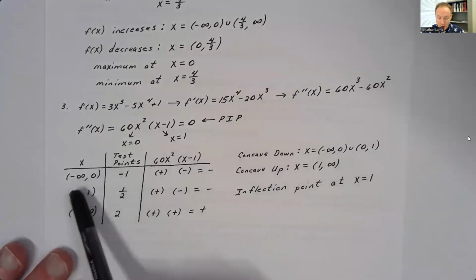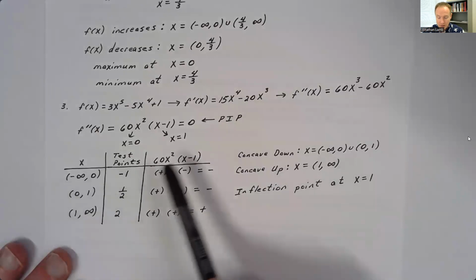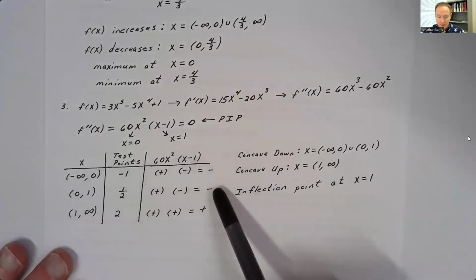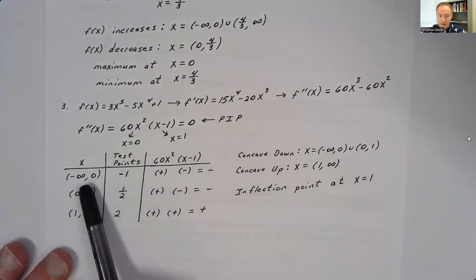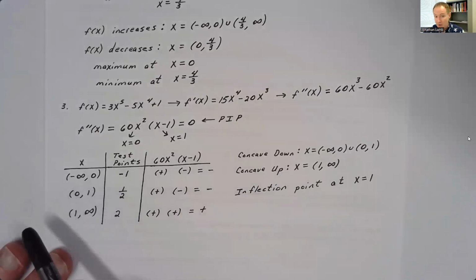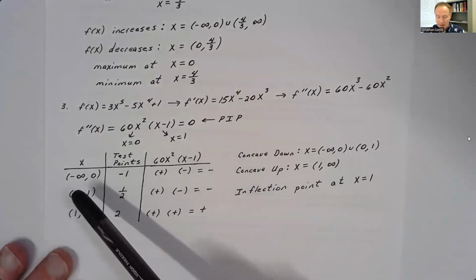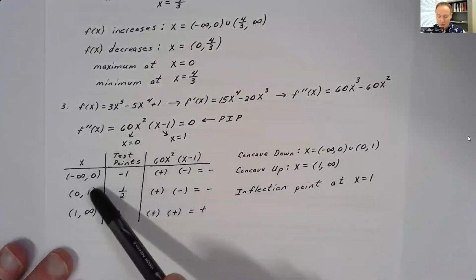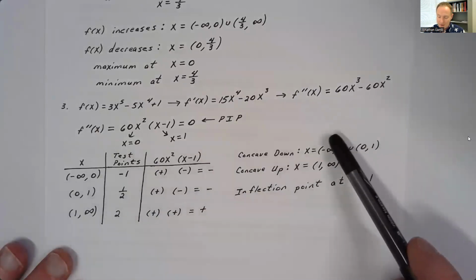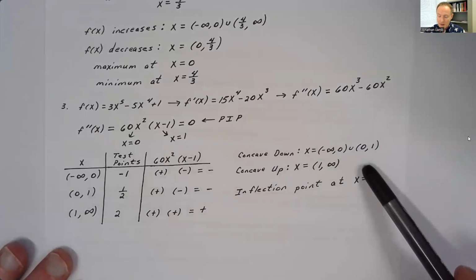Now, 0 is not a point of inflection because the graph didn't change concavity there. It was concave down before and it was concave down after. But it is a point of what we would call concave neutrality. It's neither concave up nor concave down at that point. So it's concave neutral at x equals 0. So that's why it's not included in either of our concave down regions.